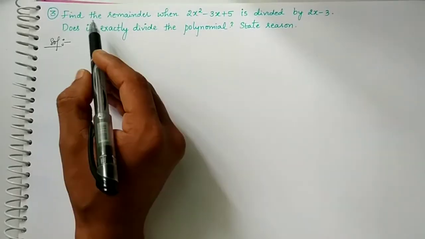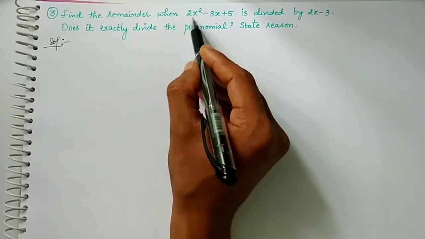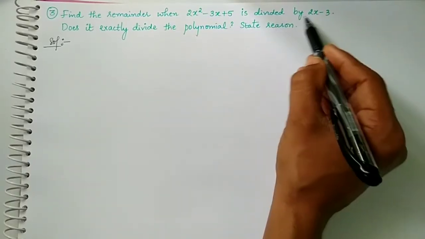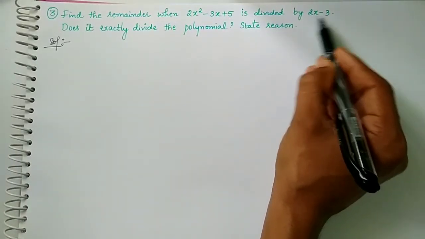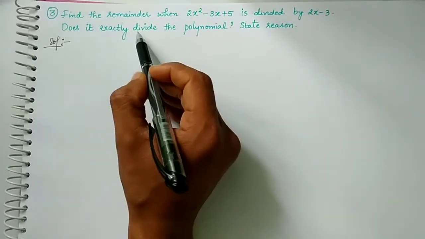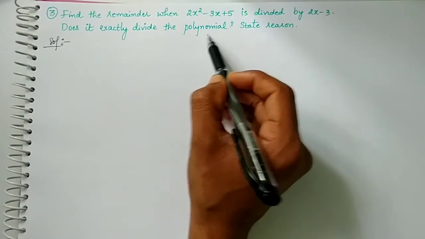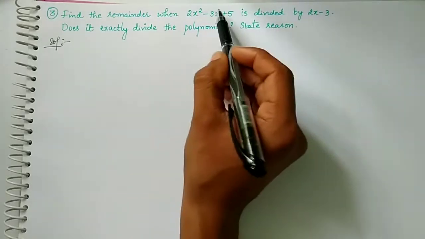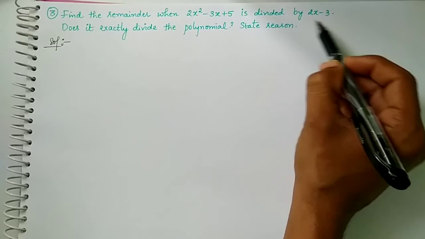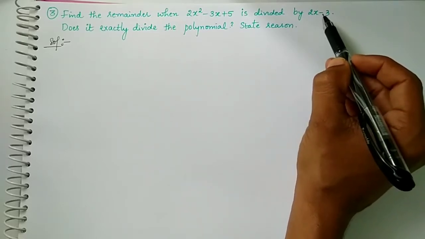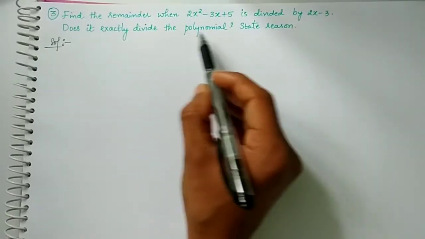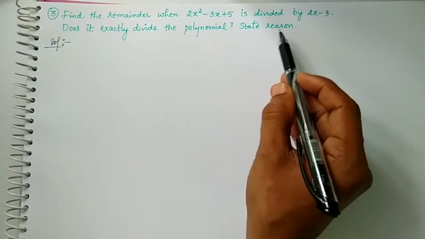Question number 3. Find the remainder when 2x squared minus 3x plus 5 is divided by 2x minus 3. 2x minus 3 is a linear polynomial. Does it exactly divide the polynomial? State reason. So this is the polynomial given, p of x, and it is divided by the linear polynomial 2x minus 3. If I divide these two polynomials, does it divide the polynomial? We have to state the reason.